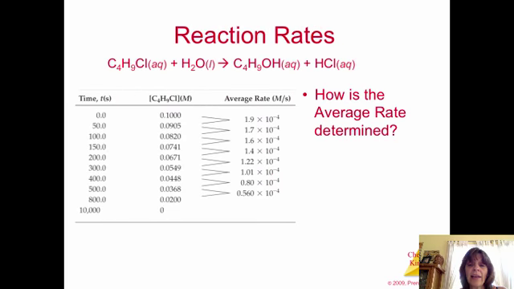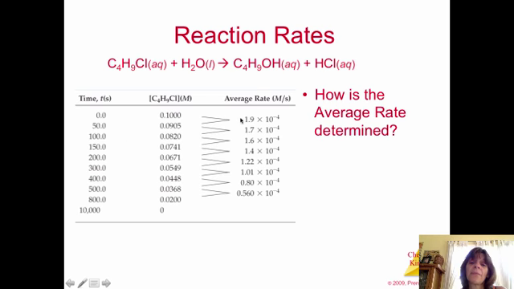So you look at average rates over, we could use time intervals of 50 seconds. So every 50 seconds, you have a certain change. In this case, it would be 0.1 minus 0.0905. That's 1.9 times 10 negative fourth molarity per second, because that's from 0 to 50 seconds.